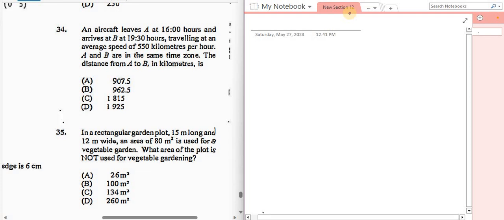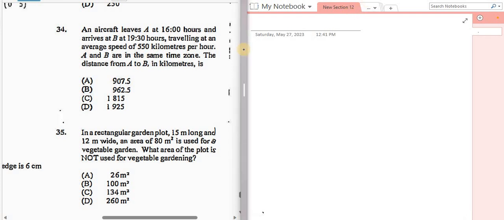Alright, so if a centimeter means 100th of a meter. Now, an aircraft leaves A at 16 hours and arrives at B. So point A, reach B at what? It leaves at 16 hours.